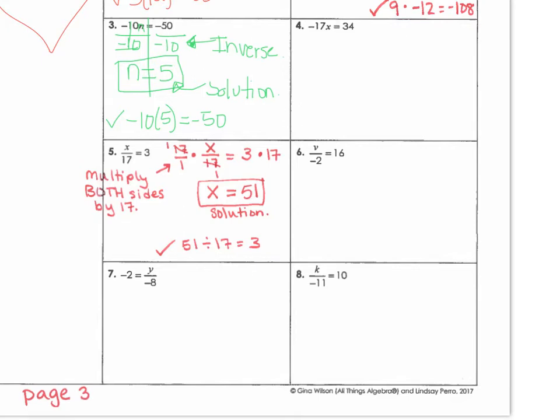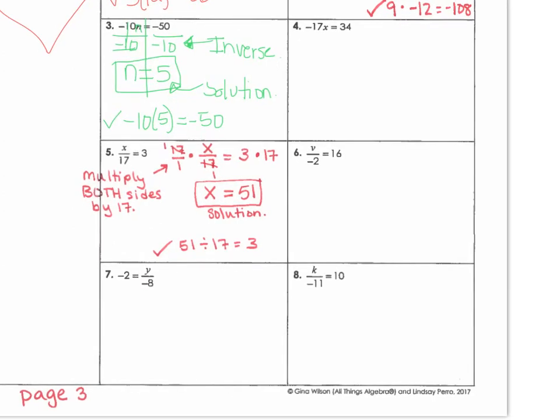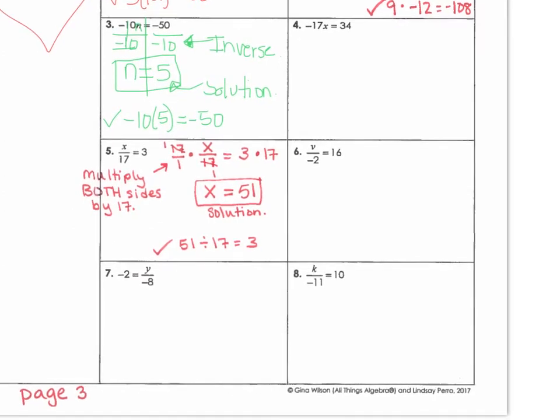Okay, number 6, I slid down a little bit, has a division. It has that fraction bar, that vinculum, which means to divide. Hopefully we've said that enough in class that we're starting to believe it. So on number 6, find your variable. Okay, we have a v. What is happening to the variable? The variable is being divided by negative 2.